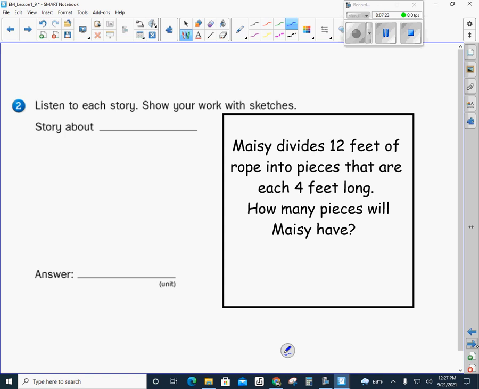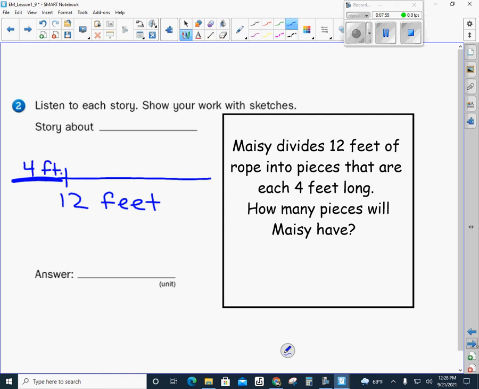Okay, as I'm thinking about this problem, and again, your picture might look a little bit different than mine. I'm going to have this rope, and it says it's 12 feet. So I'm just going to label that so I know that this rope is 12 feet long. Now, she divides this into pieces that are each 4 feet long. So I'm not actually going to get out a ruler or a tape measure. I can't even use a piece of paper and measure feet. So I'm just going to pretend. I'm just going to make a little cut there. And I'm going to say, okay, this piece here is 4 feet.